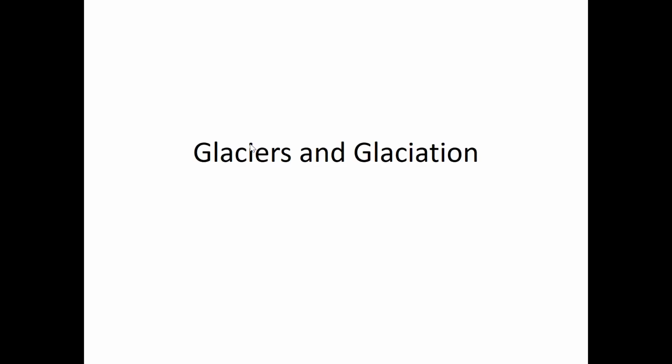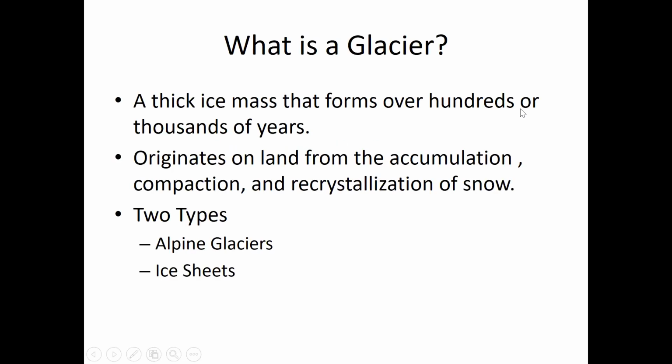This lecture, we're going to cover glaciers and glaciation. So first, what is a glacier? A glacier is a thick ice mass that forms over hundreds or thousands of years. It originates on land, and it accumulates from the accumulation, compaction, and recrystallization of snow.